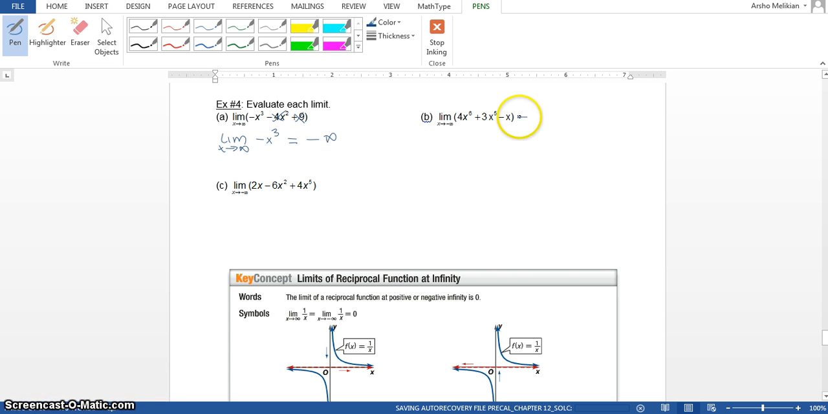Here, this is going to equal the limit as x approaches negative infinity of 4x to the 6. Now, I have negative infinity, and if it's raised to an even exponent, to the power of 6, then it'll be positive. So this is going to be positive infinity.